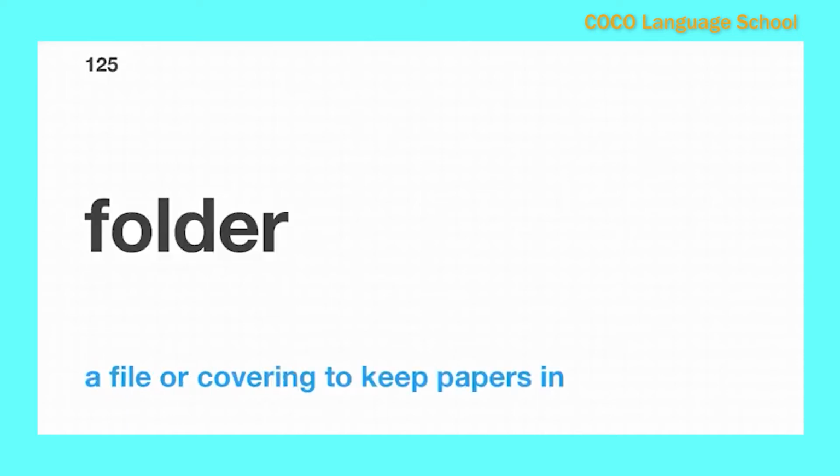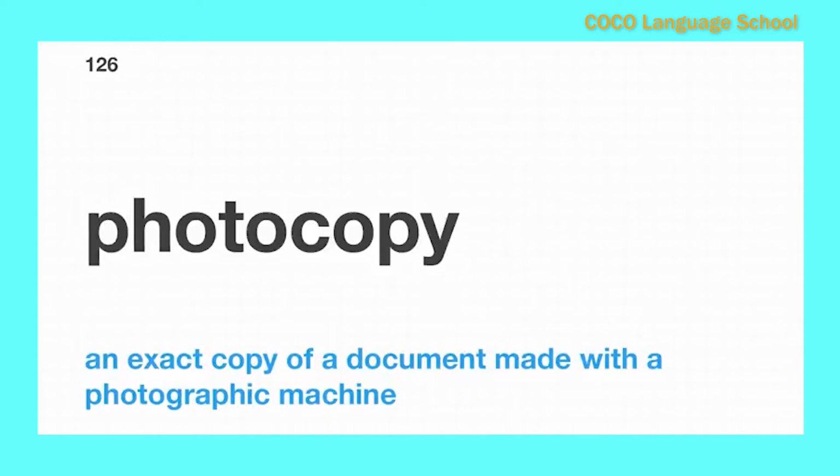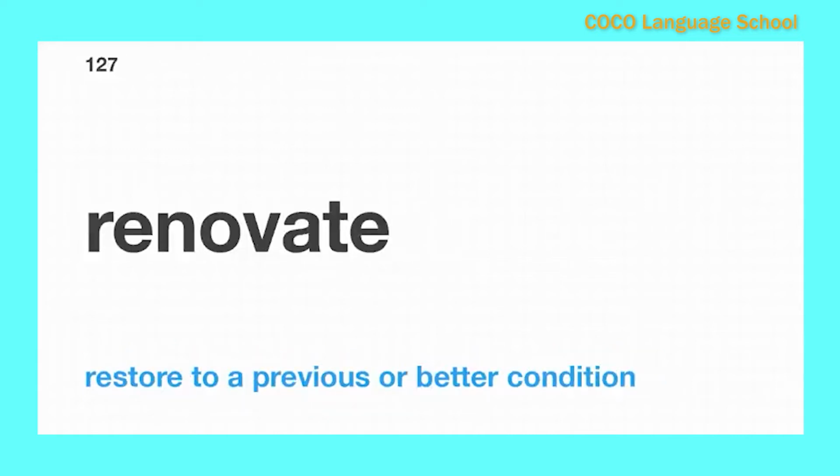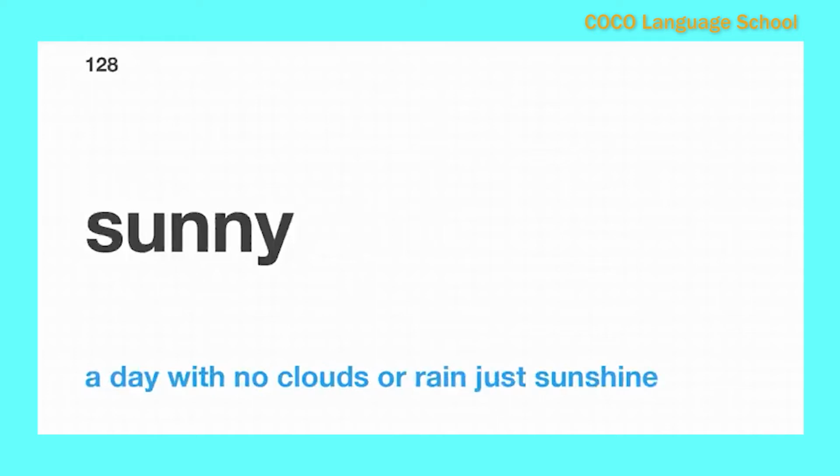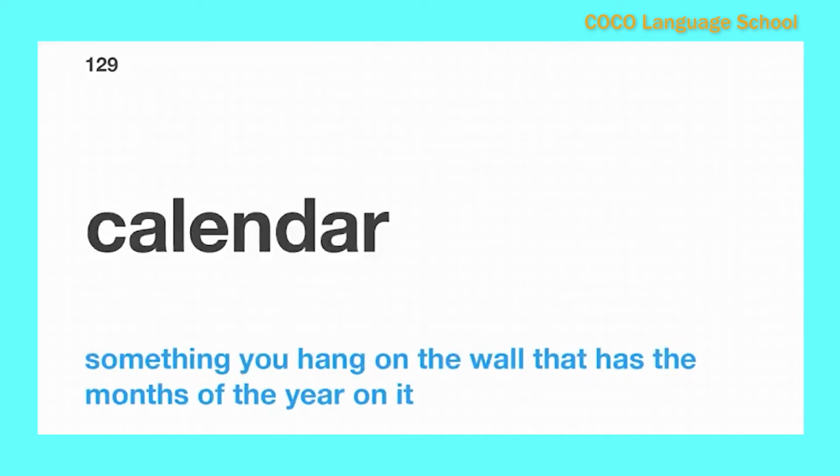A file or covering to keep papers in. Folder. An exact copy of a document made with a photographic machine. Photocopy. Restore to a previous or better condition. Renovate. A day with no clouds or rain, just sunshine. Sunny. Something you hang on the wall that has the months of the year on it. Calendar.